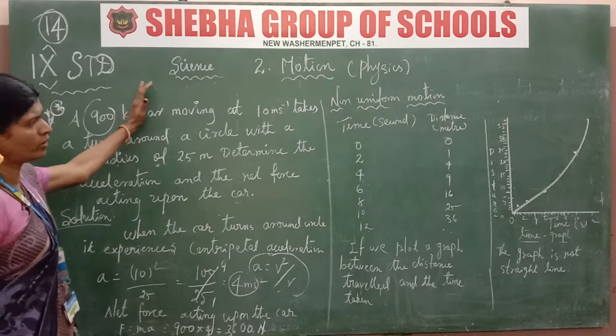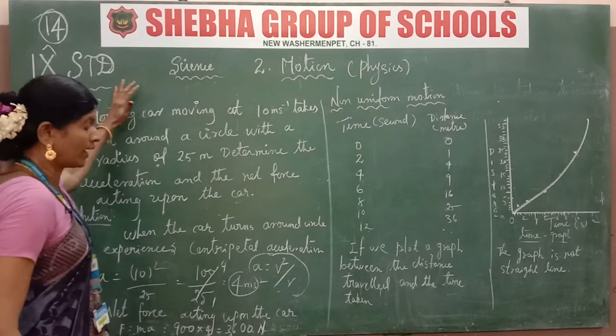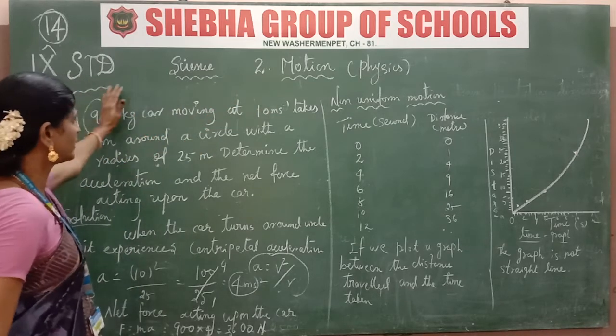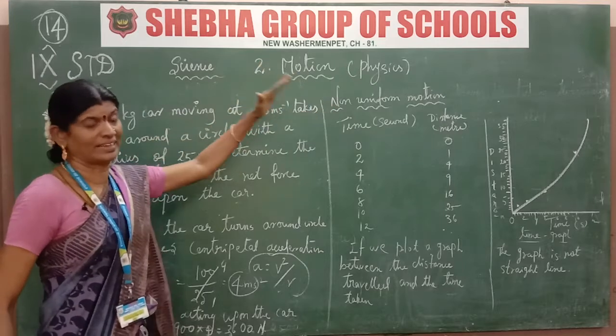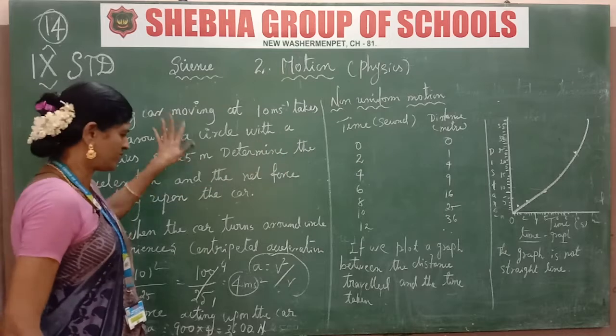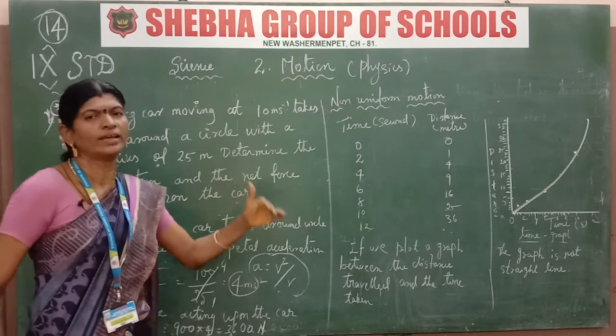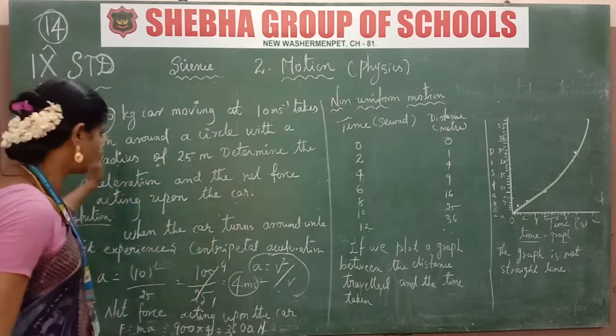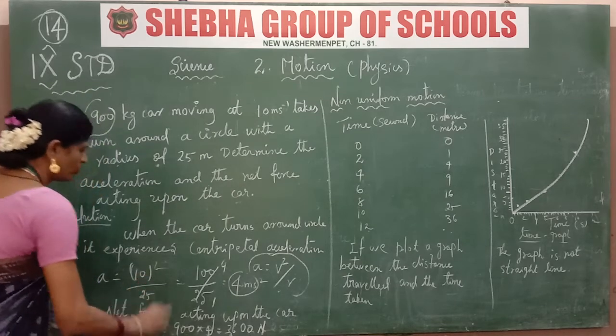So this sum is very important. In non-uniform motion, when the acceleration is determined, you can find how the car crosses the time and how many seconds it takes to cross the circle. So do the sums yourself.